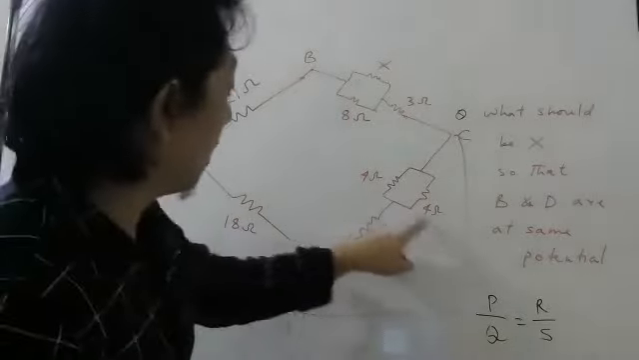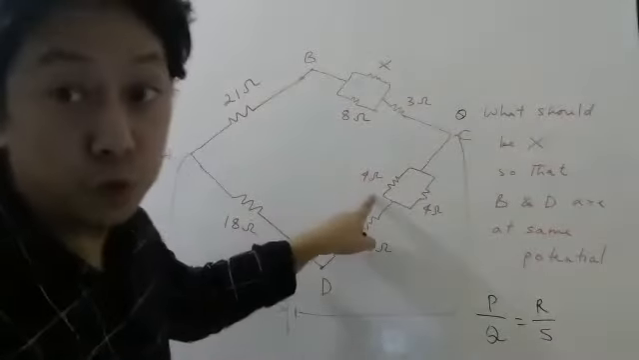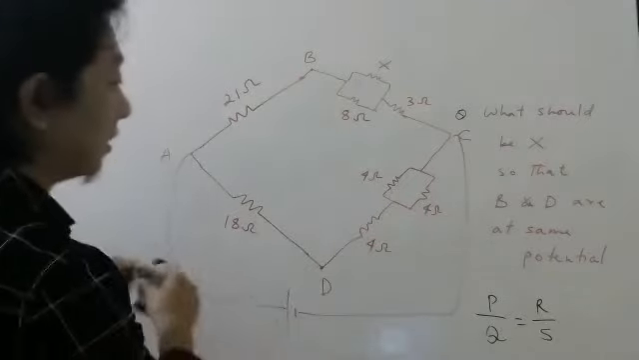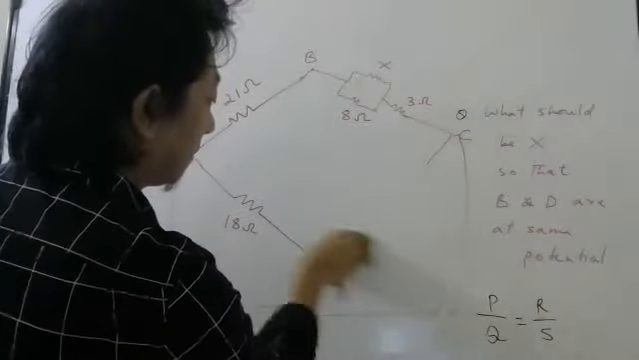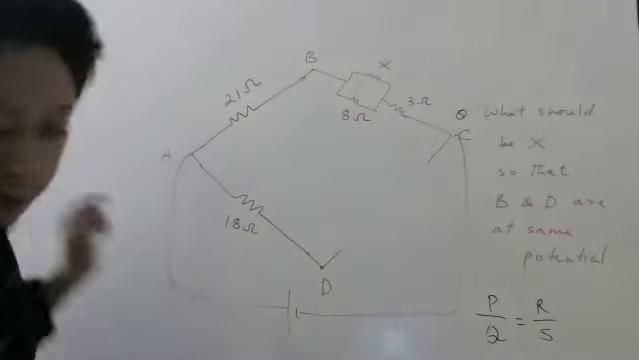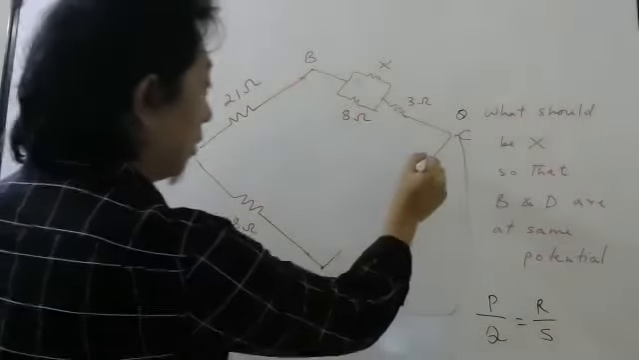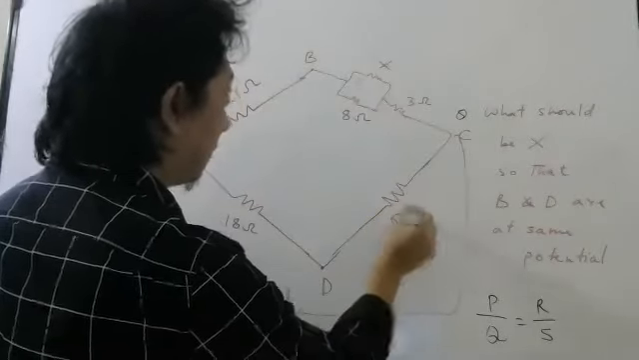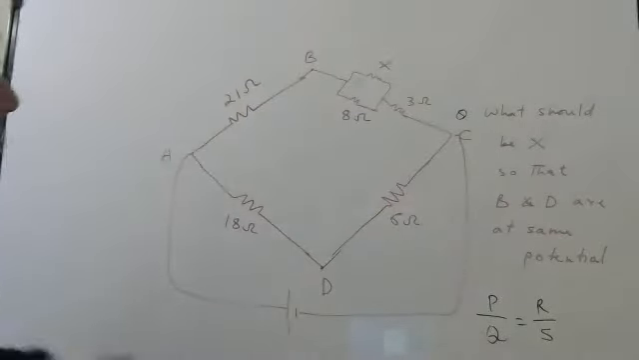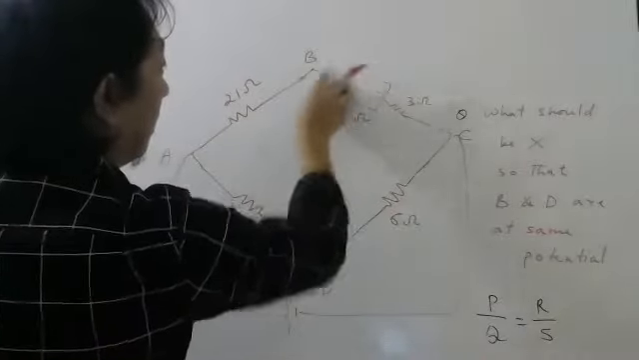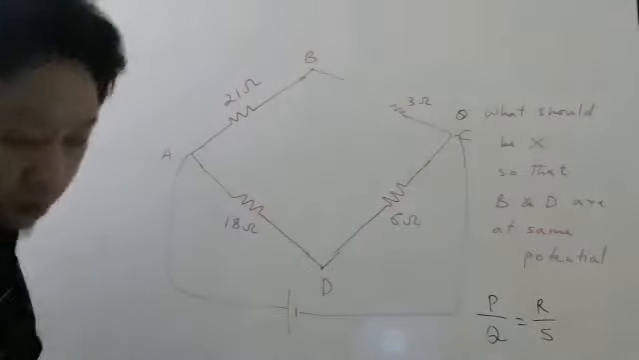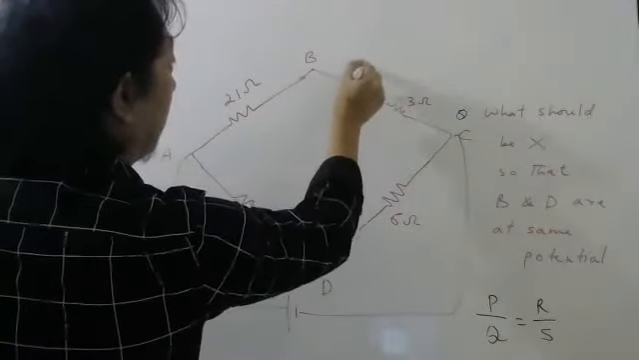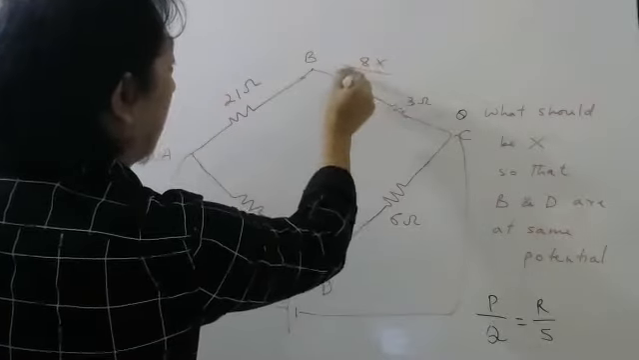This one, 4 and 4 in parallel, will give you 2. Try to do yourself. 2 and 4 in series will give 6. 4 and 4 in parallel will give 2. 2 and 4 in series will give 6. And on this side, x and 8 are in parallel. So x and 8 will give you 8 into x by 8 plus x.